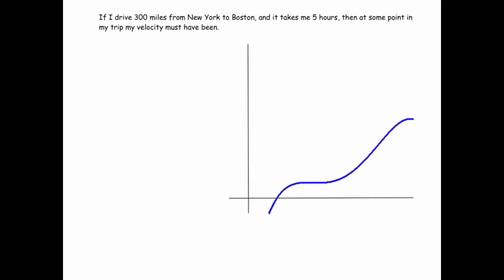So imagine that you drive 300 miles from New York to Boston, and it takes you 5 hours. What can we say about this situation in terms of your instantaneous velocity? Well, let's sketch a picture here. First, let's calculate the average velocity. You drove 300 miles, and it took you 5 hours. So your average velocity was 60 miles per hour.